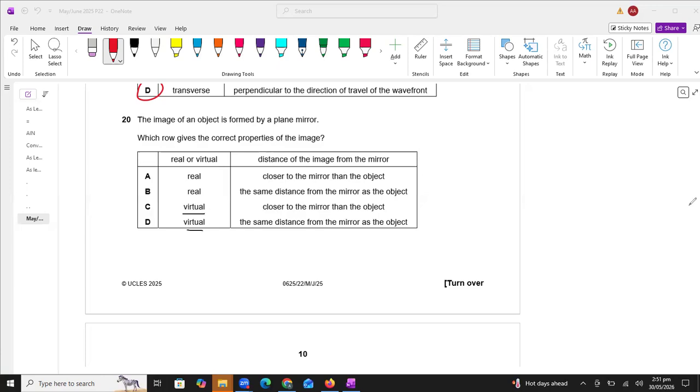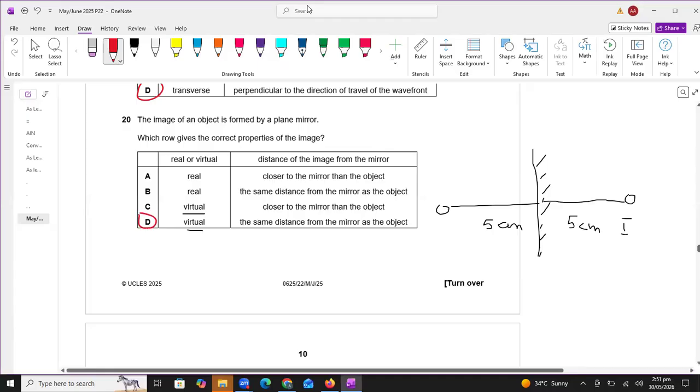Now the distance of the image from the mirror. Suppose this is the mirror and the object is placed at, say I'm taking a dummy value like 5 centimeter. If the object is placed at 5 centimeter from the mirror, the image will also be formed at the same distance, 5 centimeter from the mirror. So object distance from the mirror is equal to image distance from the mirror. So D is the correct option. Well done, everyone.